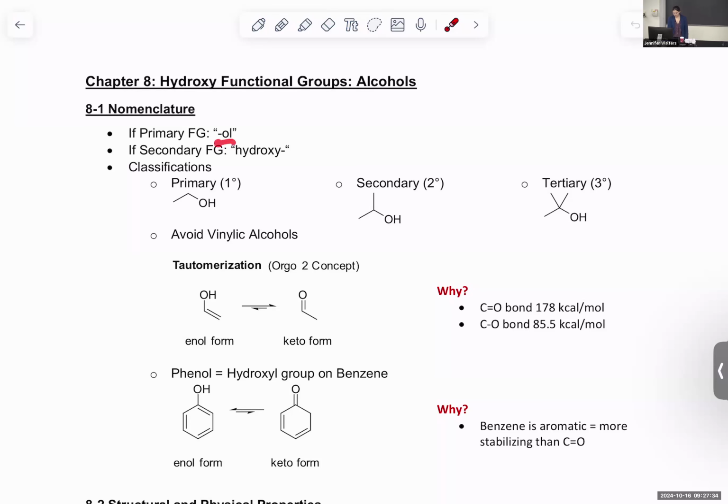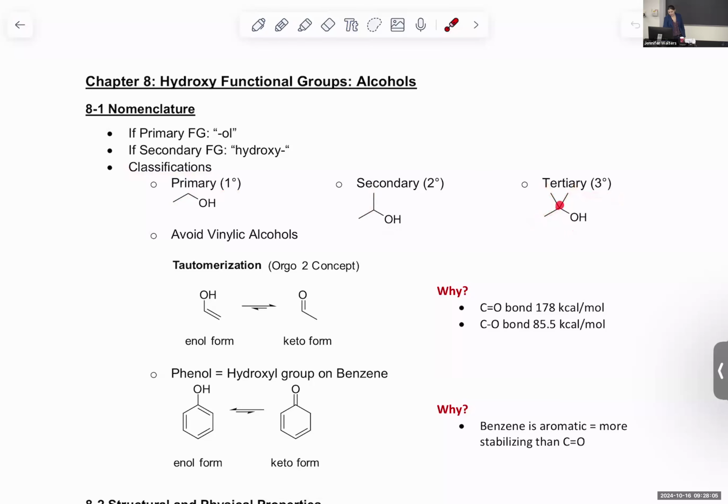So our alcohol can be a primary functional group. If it is a primary functional group, you use that OL on the end, and that is your suffix. If it is a secondary functional group, we use that hydroxy out front. We classify our alcohols based on the number of carbons attached to the alpha carbon. So you go alcohol, carbon, how many carbons are attached? So 1 is primary, alcohol, carbon, 2 attached, secondary, alcohol, carbon, 3 attached, tertiary.